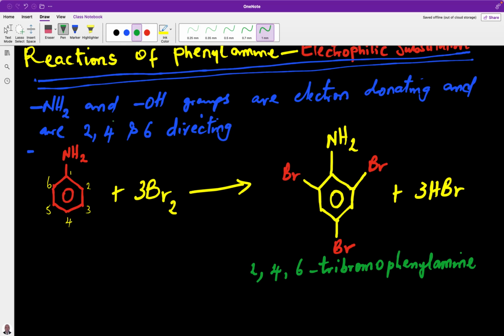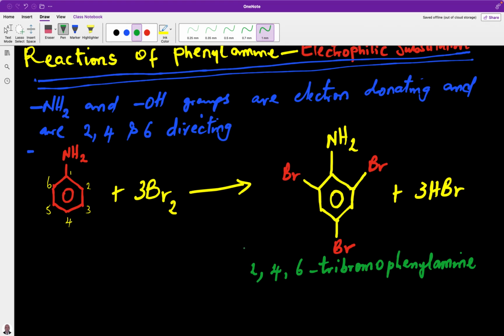So as I said once more, this is electron donating. It is going to donate the lone pair of electrons on nitrogen, which is going to flow into the benzene ring. There's going to be delocalization of these electrons in benzene. This gives benzene a high density of electrons. And because of the high density of extra electrons in benzene, it makes benzene to be attacked by electrophiles. And a good electrophile will be the bromide, which will go to substitute the hydrogen on the 2nd, 4th, and 6th position, resulting in 2, 4, 6 tribromo phenylamine.